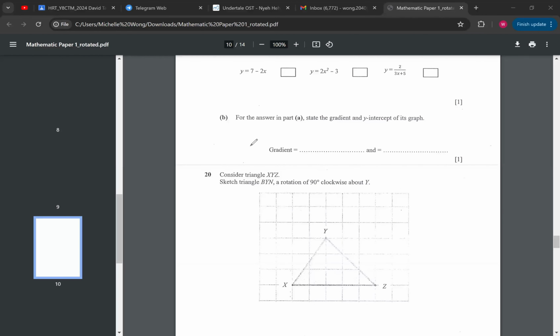B. For the answer in part A, state the gradient and y-intercept of its graph. So for here, if you arrange it according to y equals mx plus c, it will be like this. So the gradient is negative 2 and the y-intercept is 7.